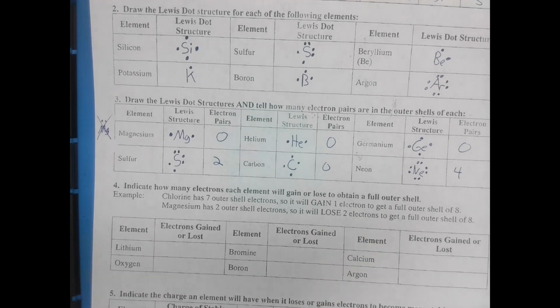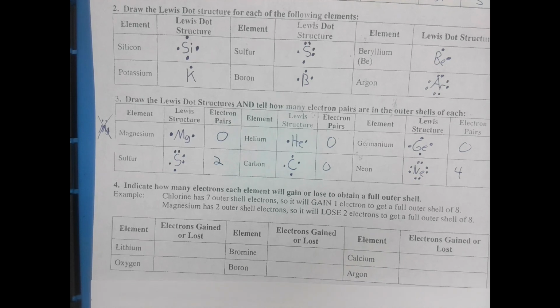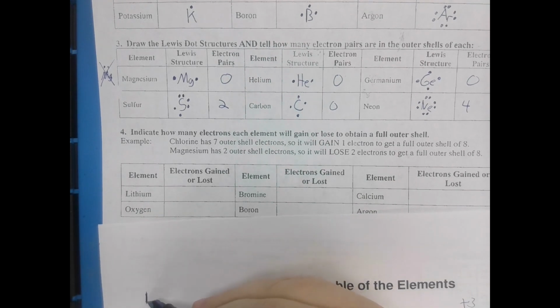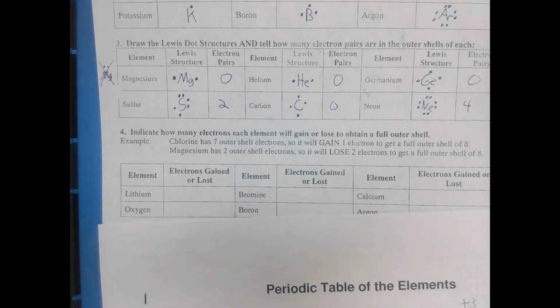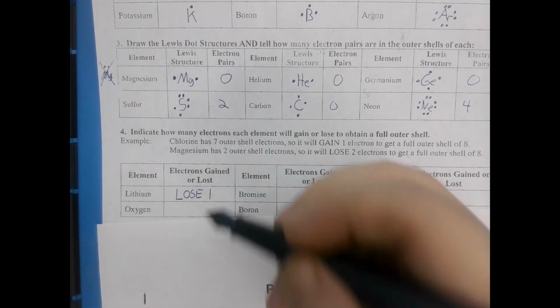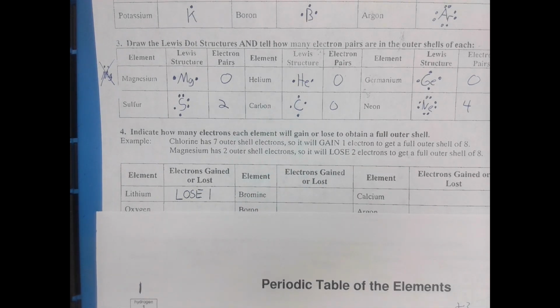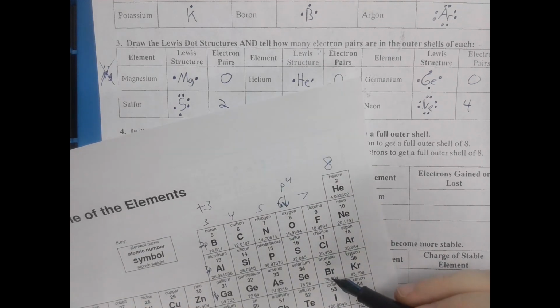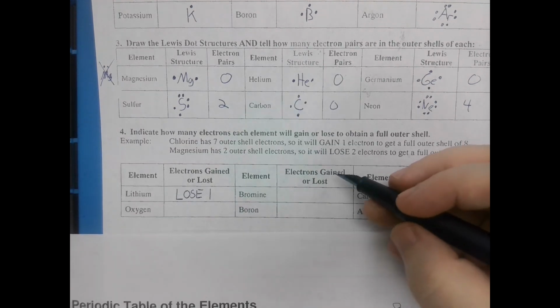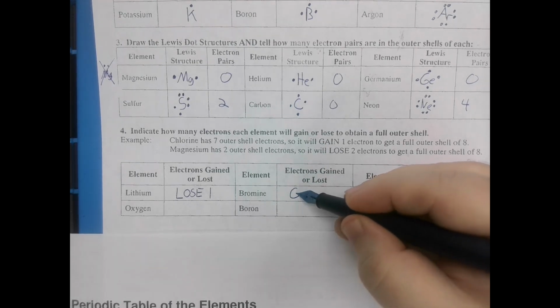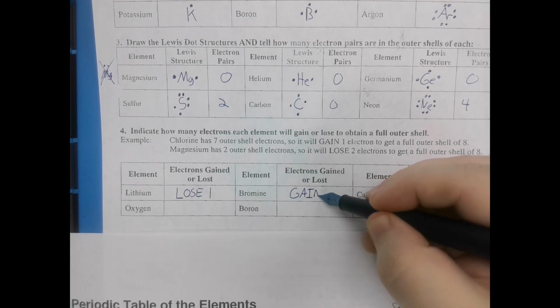So, on this one, you're supposed to look at gains versus loses electrons. Lithium has 1 valence electron. It wants to lose that 1 electron. Bromine has 7. Again, it either wants to lose 7 or gain 1. They'd rather gain 1.